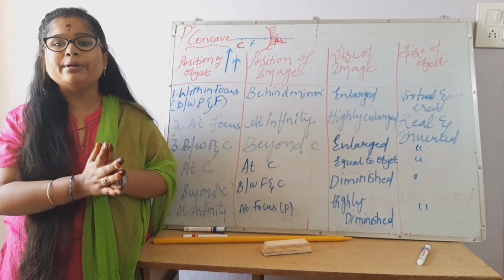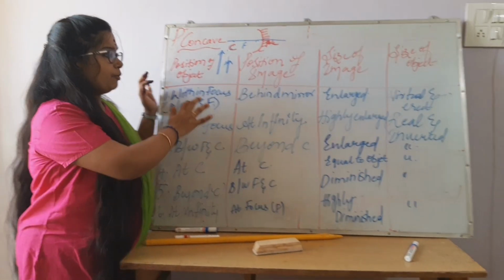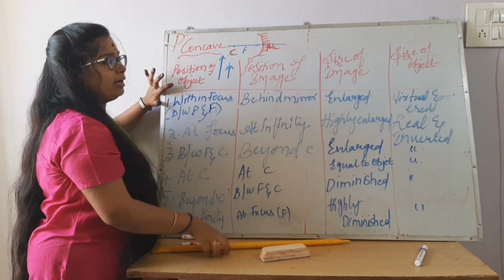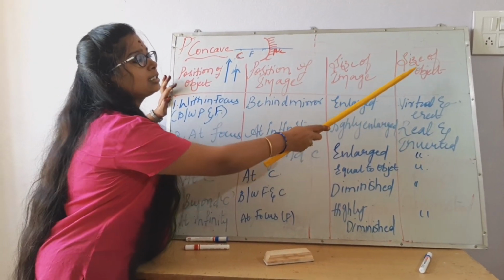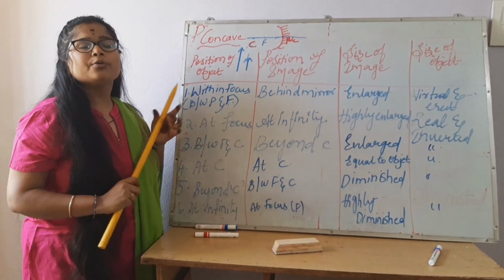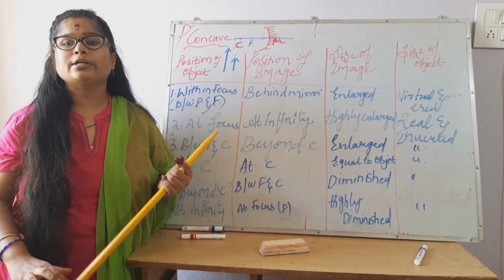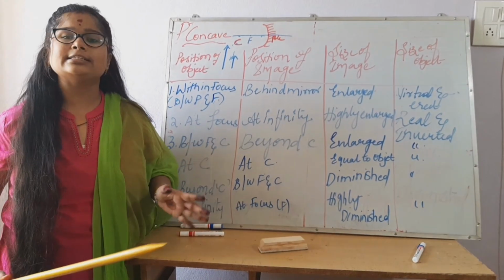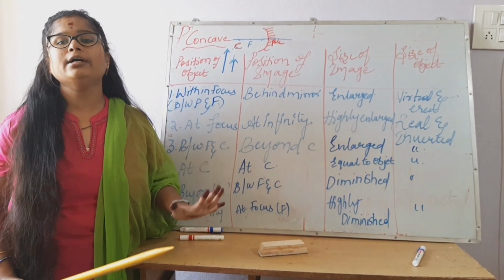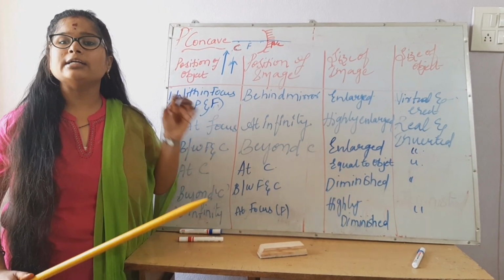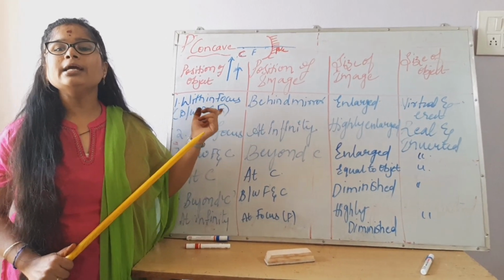Now, first I'll go with the table in the cases of the concave mirror. I have 5 columns here: position of the object, position of the image, size of the image, and nature of the image. If you remember this table and the rules, you can very easily draw the ray diagrams. The lesson is full of this itself. Don't get confused, be clear when you are studying this, so that you can do the problems, you can do everything.